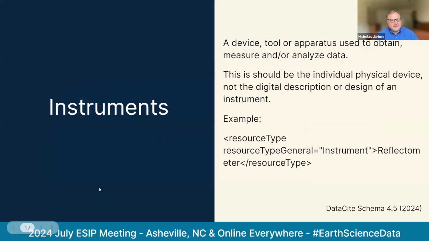Next slide. So for instruments, an instrument for this research type is a tool or device, a physical object that's doing measurements. So this isn't for digital descriptions or digital designs of the instrument. It's for the physical instrument itself. And this is how you would put that in your XML. You have a resource type labeled instrument, and then you just have the name of the instrument.